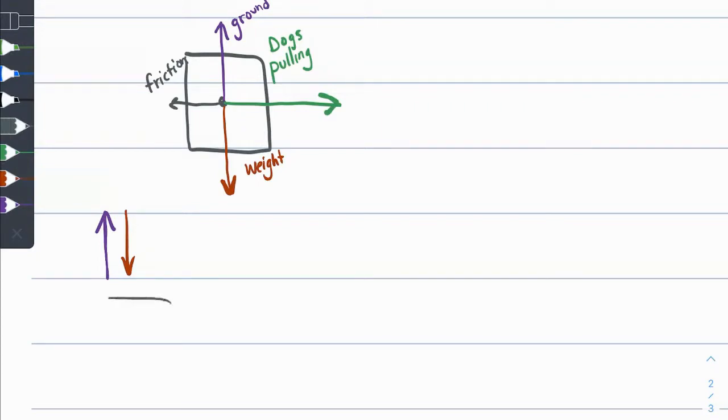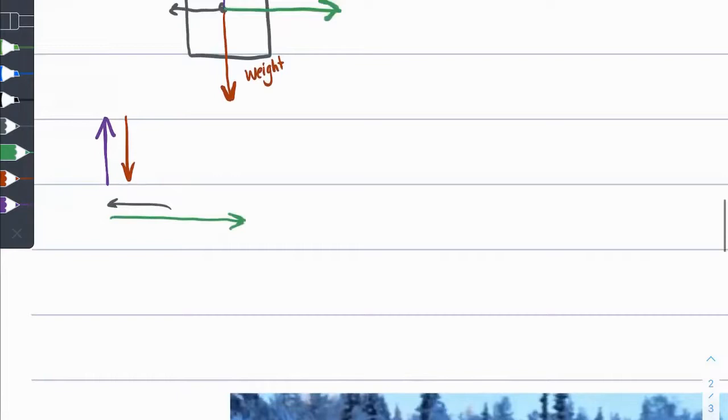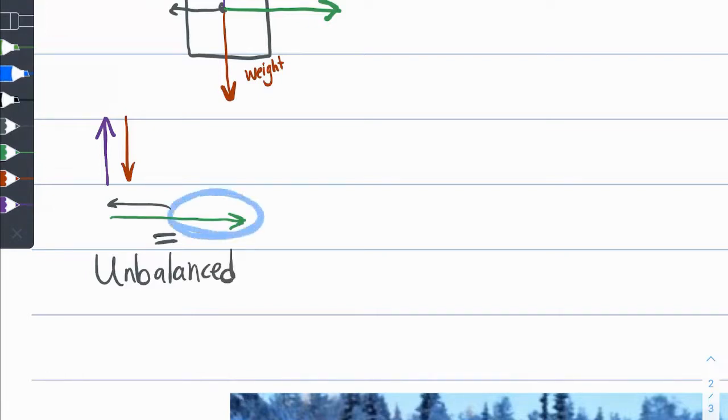Our friction arrow, which goes to the left, and our dog's pulling arrow, which goes to the right, are not balanced. These ones are unbalanced. So our example here would be an unbalanced free body diagram. And if I were to show you, the actual motion is happening here. This would be the forward motion, because it's the difference of the two arrows.